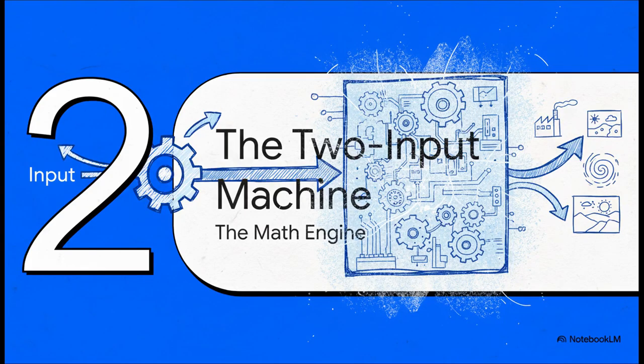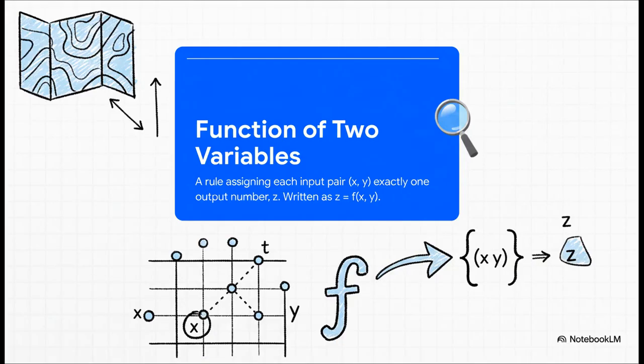And that tool is what I like to think of as the two-input machine. This is the engine that's going to power our entire journey from here on out. It's a game changer. Now, the official name is a function of two variables. And I know that sounds a little formal, maybe a little intimidating, but it's actually incredibly simple. Just look at that little equation, z equals f of x, y. All it's saying is that there's some rule, we'll call it f, that takes a pair of coordinates, your x, y location on a map, and gives you back one and only one height, which we call z.